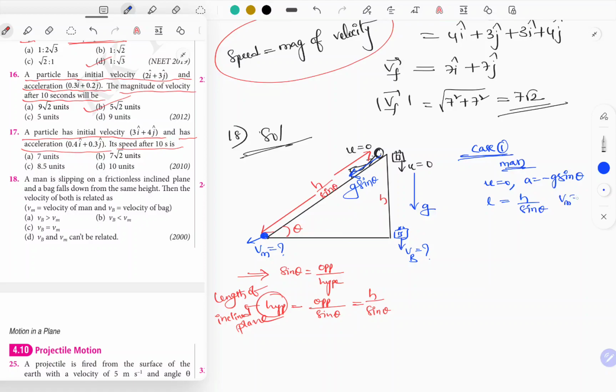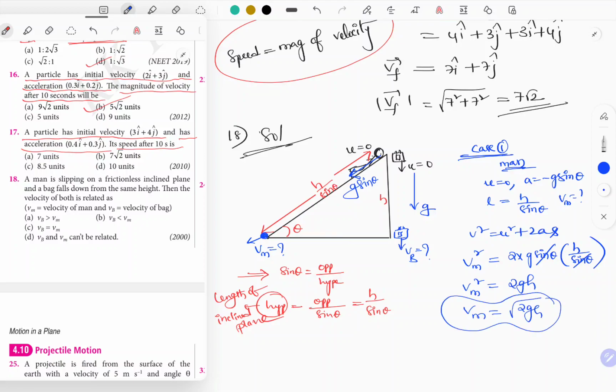Now I have to find the final velocity, so v square is equal to u square plus 2as. We can use this formula. vm square is equal to 2 into a, which is minus g sin theta, into s, which is also minus because the object is moving downward, h by sin theta. Then sin theta will get cancelled. Then vm square is equal to 2gh, so vm is equal to root of 2gh. This is the velocity of the man when he reaches the ground. Let's say this is equation 1.